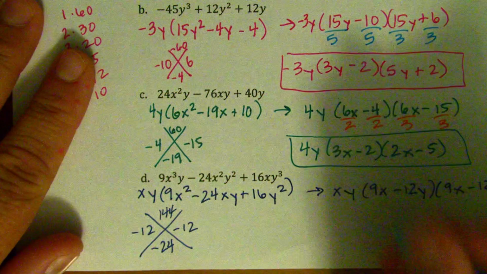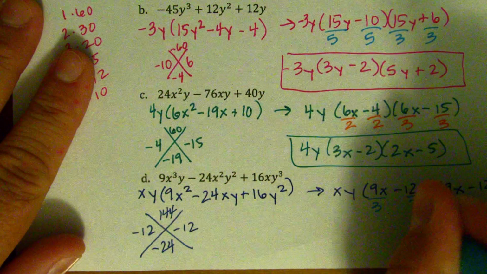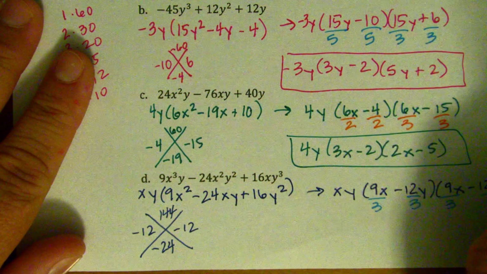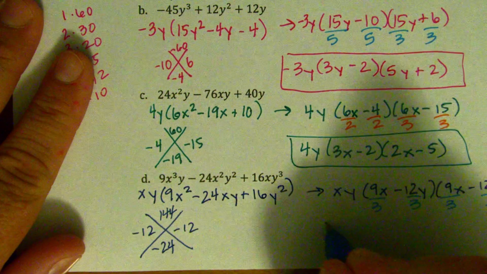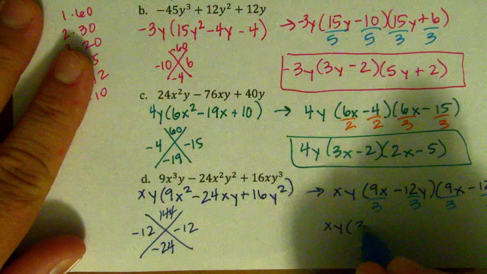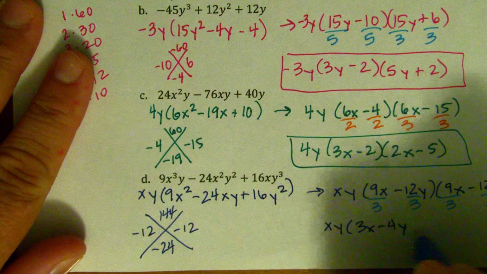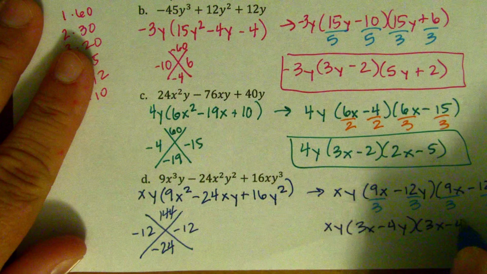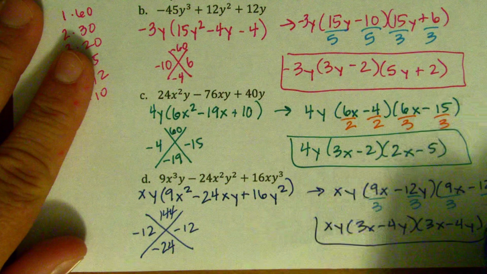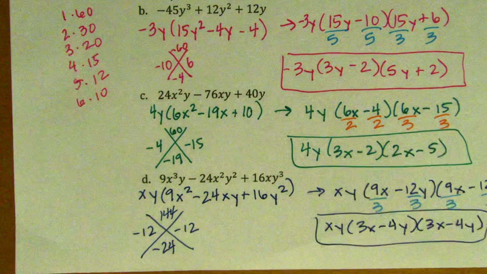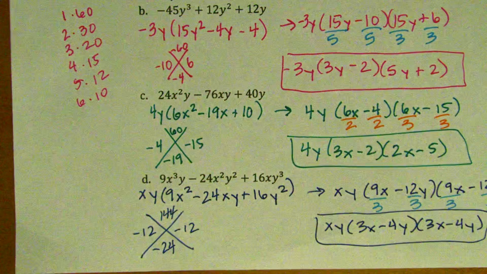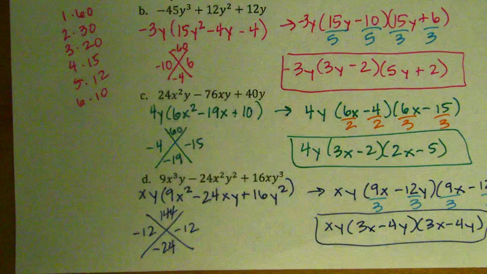Well, these both have trash. They both have common factors of 3, since they're the same. And I'm left with 3x minus 4y and 3x minus 4y. And again, if you don't believe me, multiply them out using FOIL or the box method and you'll get to where we started. And that will take us to the end of part 4.